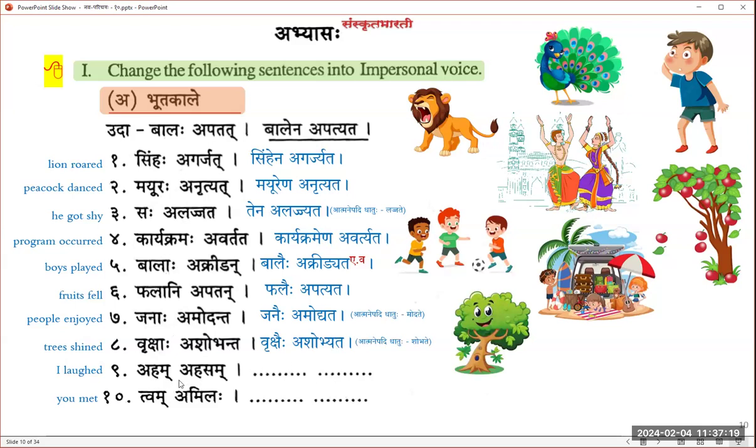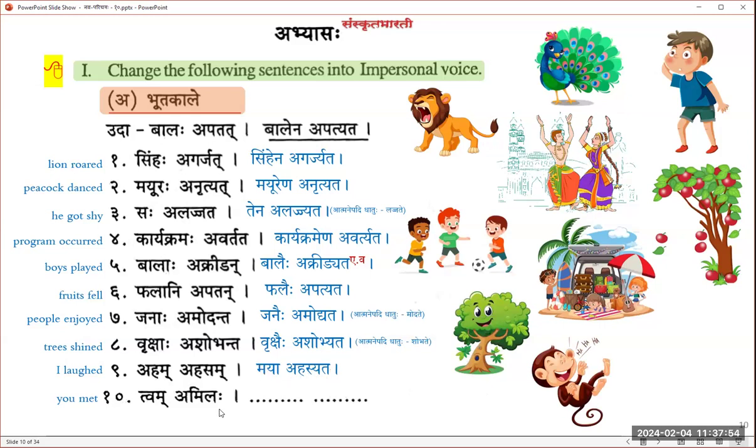Good practice for us. Aham, ahasam. What happened here? Aham. Maya. Maya ahasyata. It continues to be pratama purusha, not ahasyama or something like that. It is ahasyata. Okay. Maya ahasyata. It is laughed by me. It is not 'me is laughed' but 'it is laughed by me', like in English.